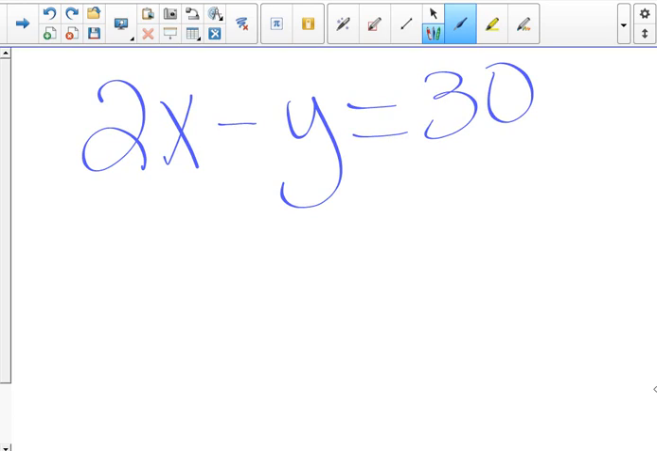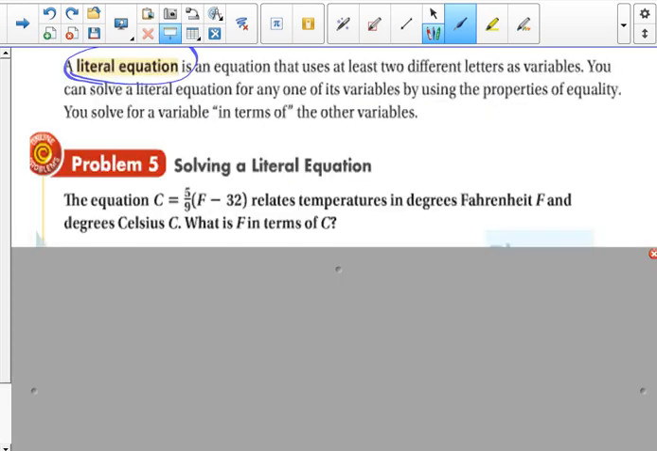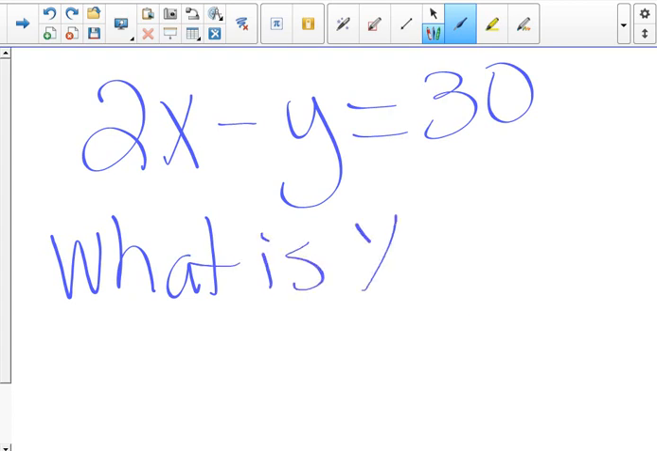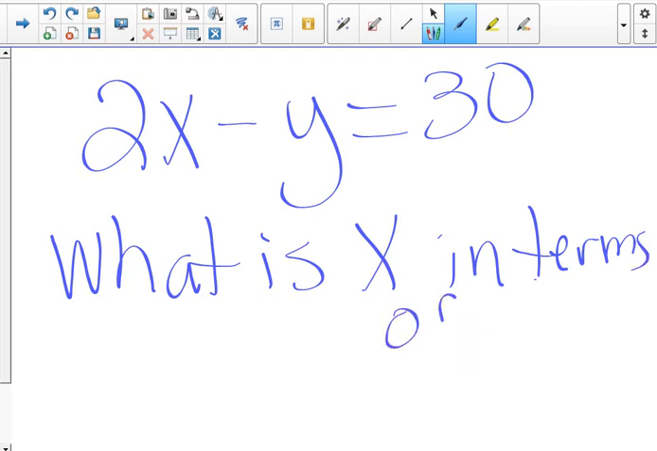Almost. All right. So write this down. 2x minus y equal 30. Now, this is a literal equation. And I want you to work with this. What you're going to see in these problems is going to be something like, let me make sure I get the wording right. What is x in terms of y? Let's write this down. What is x in terms of y?